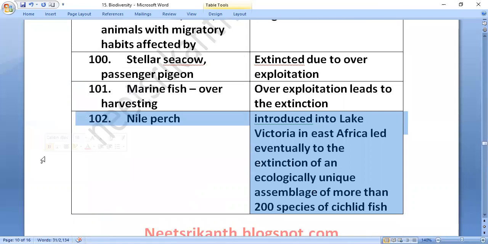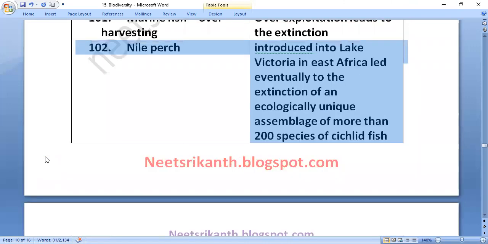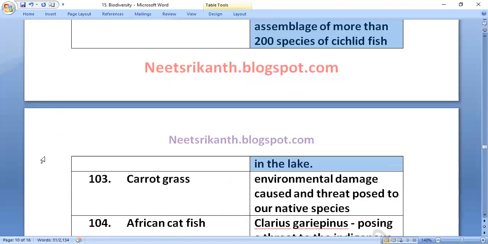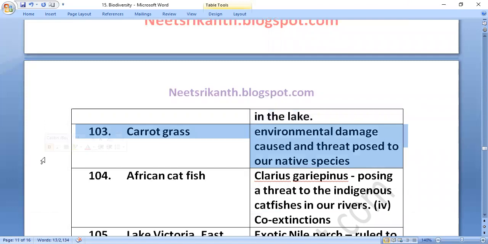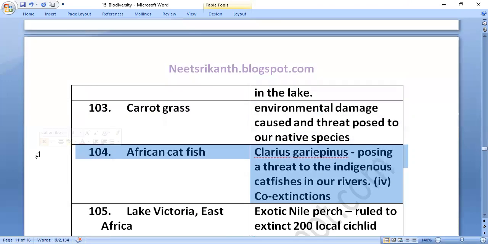The Nile perch, introduced into Lake Victoria in East Africa, eventually led to the extinction of an ecologically unique assemblage of more than 200 species of cichlid fish in the lake. Carrot grass, Parthenium, causes environmental damage and poses a threat to our native species. The African catfish, Clarias gariepinus, poses a threat to the indigenous catfishes in our rivers.